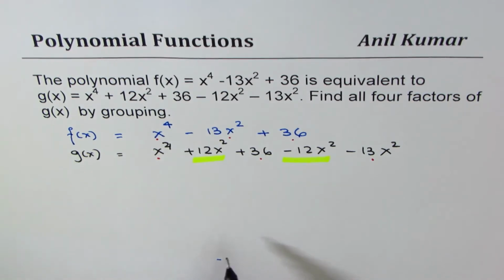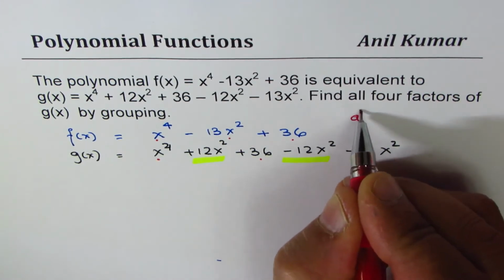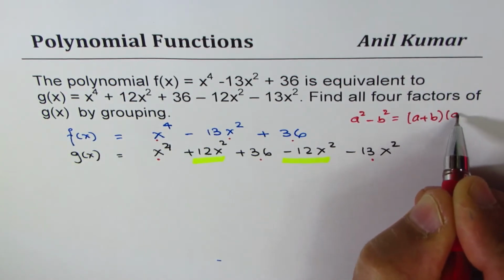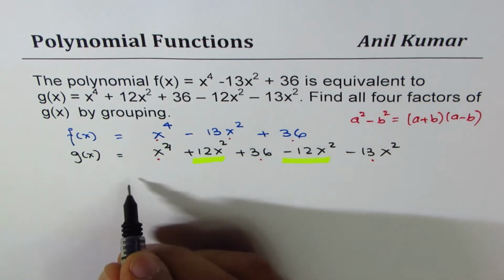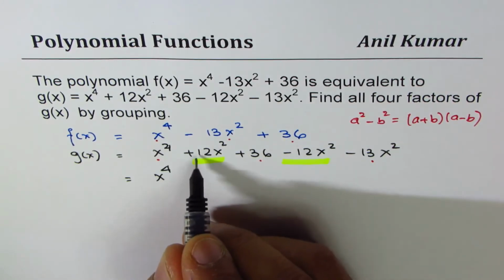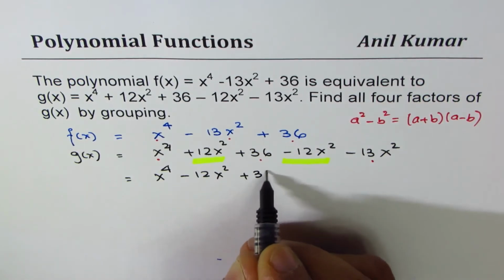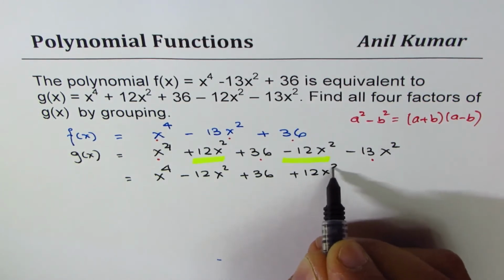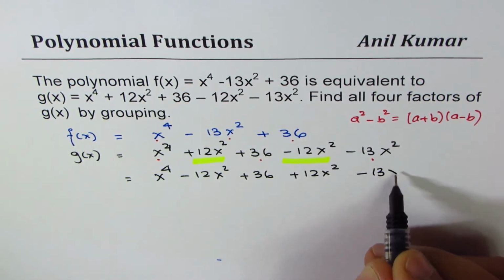So what we can do is, we'll try to use the formula a squared minus b squared equals a plus b times a minus b. Difference of squares, right? So let me rearrange this to do it. We have x to the power of 4. I'm swapping these two positions. I'm writing minus 12x squared here, plus 36, and replacing this with plus 12x squared. So I'm just interchanging their positions, right? And we have here minus 13x squared, right?